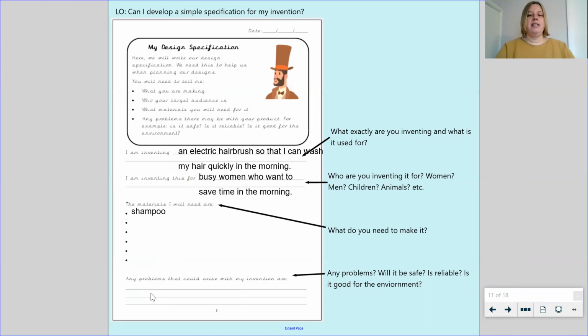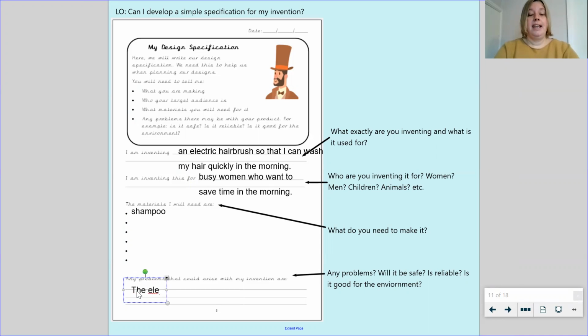Then finally, I need to think about any problems that could arise with my invention. Will it be safe? Is it reliable? Is it good for the environment? I think the shampoo could squirt into my eyes. So that could be a problem that makes it not very safe. So I'm going to write a sentence to explain that. So I'm going to start my sentence with a capital letter.